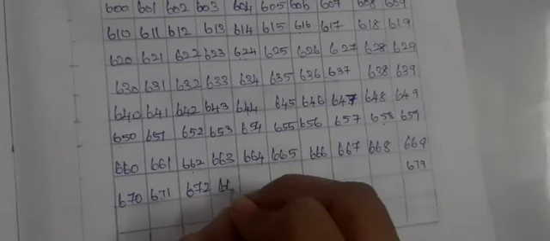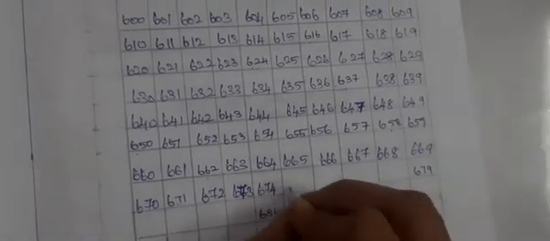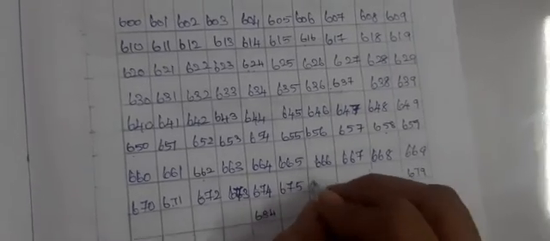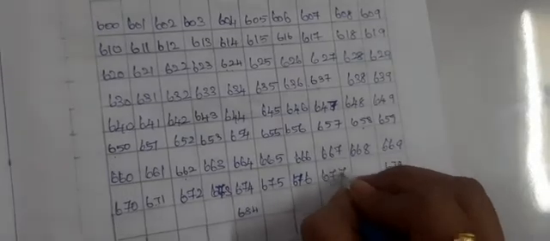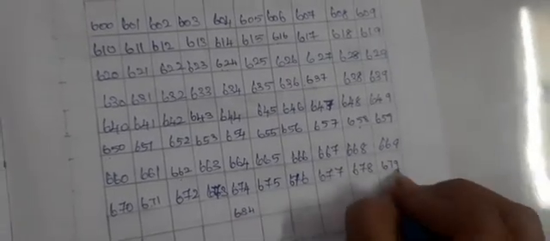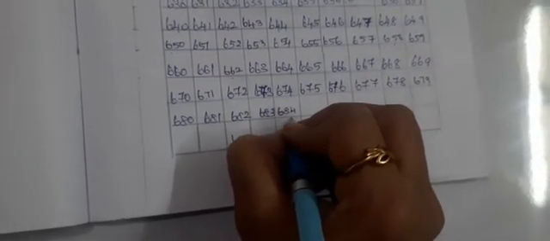672, 673, 674, 675, 676, 677, 678. They have given 679. So what is the next number of 679? 680, 681, 682, 683. The number next to 683 is 684. They have given it already in the table.